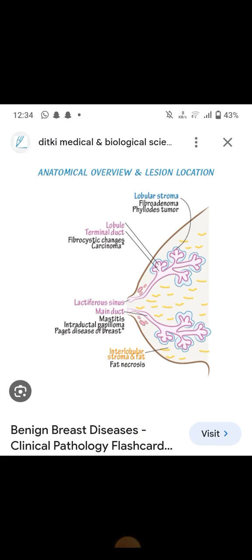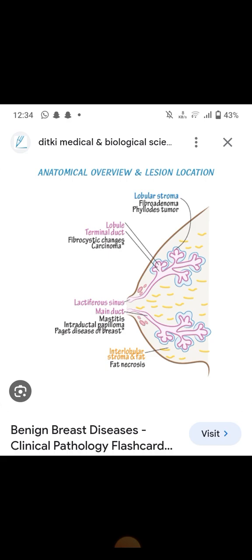Fibroadenoma is actually the commonest breast mass of young women. It is common in the age of 15 to 30 years. It is also known as breast mouse. Why it is known as breast mouse, I will tell you later. But first of all, let us have some anatomical overview.